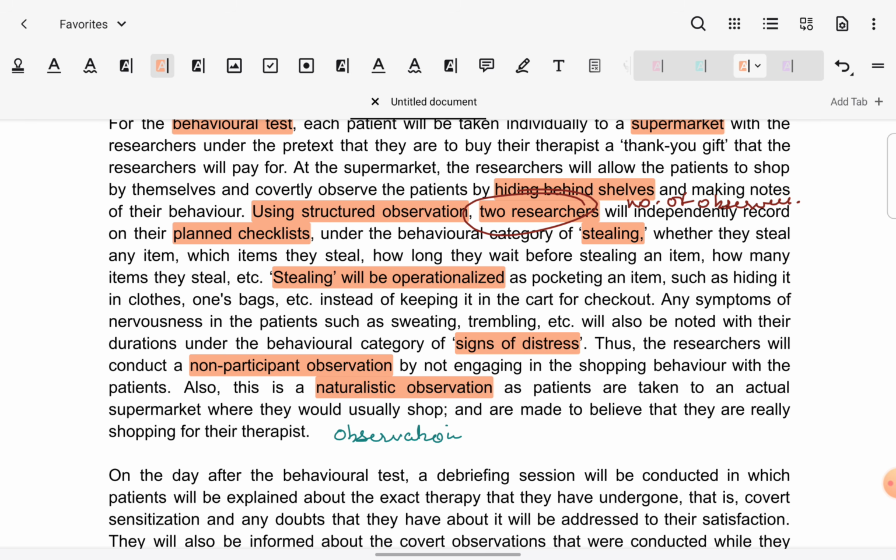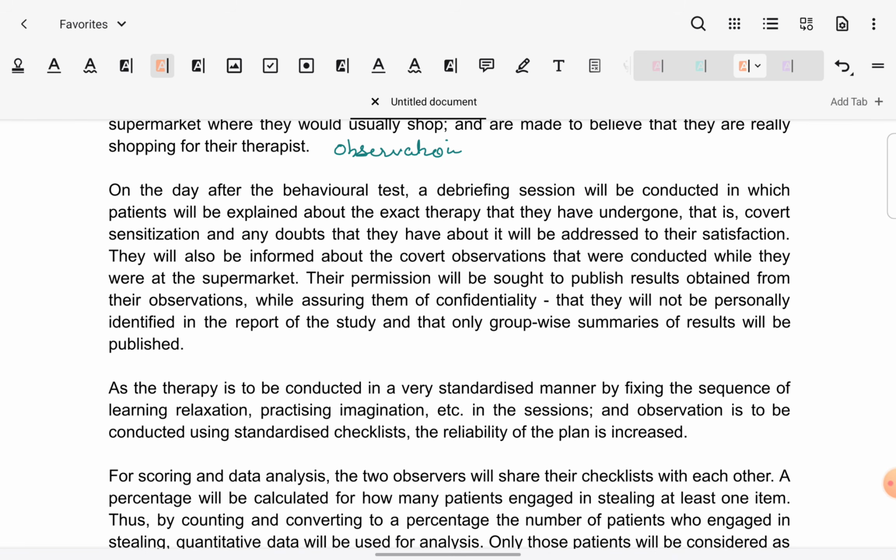Nothing is obvious. You have to mention it. If it's a requirement of the syllabus, wherever you feel it's becoming obvious, make sure you add that word afterwards, that this is non-participant or this is naturalistic, whatever it is. Don't leave anything to assumption and imagination.